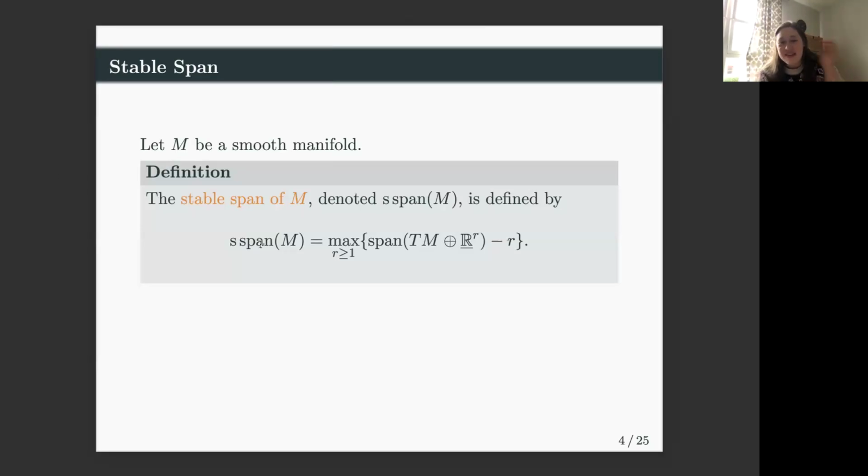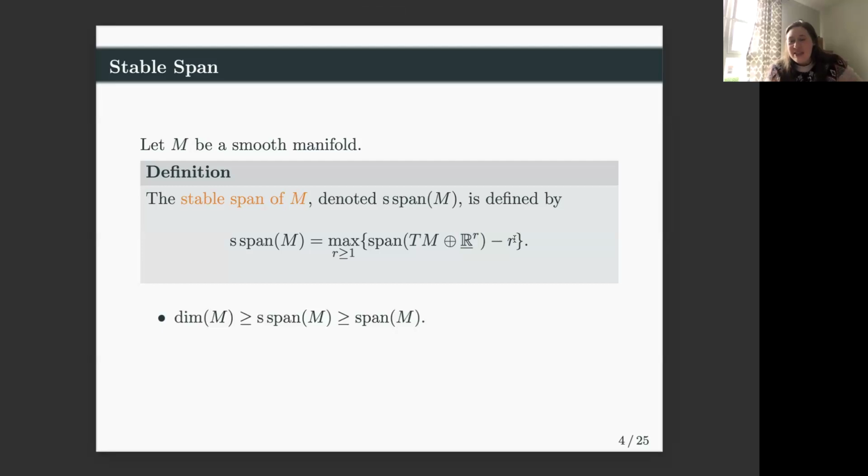I know this is, well, I don't like this notation, but this is the notation that exists. So the stable span, the way that you calculate this, you take the tangent bundle and you add on a rank R trivial bundle. And you choose this R so that you maximize this number, the span of the tangent bundle plus this trivial bundle. And then once you've maximized that span number, you subtract off whatever the R was. And this is the stable span.